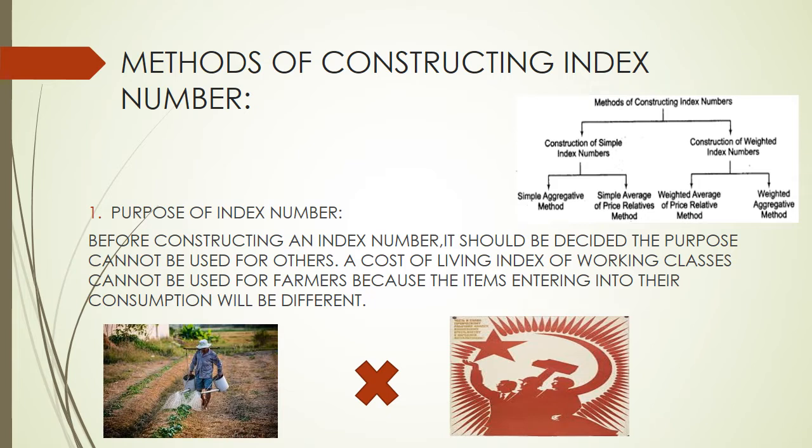So here, a cost of living index of working classes. If I want to use my index number in order to find the cost of living of working classes, the same index cannot be used for farmers, because the cost of living of farmers is very much different from the cost of living of working class. So we have to know the purpose of index number first.